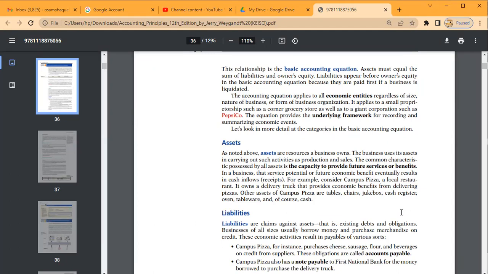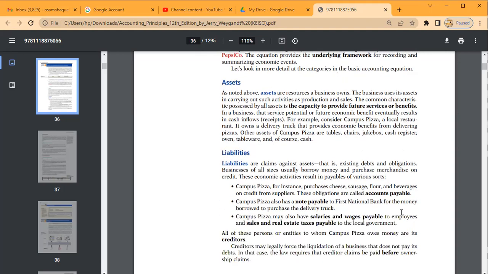Assets help generate profits. The business uses its assets in carrying out such activities as production and sales. The common characteristic possessed by all assets is the capacity to provide future service, future benefit.